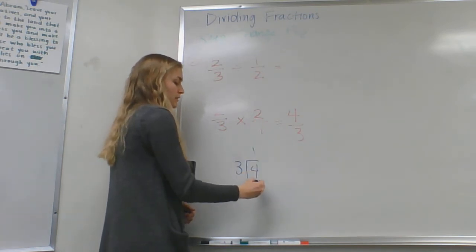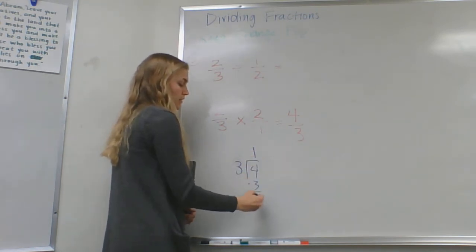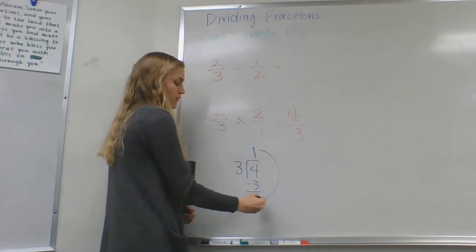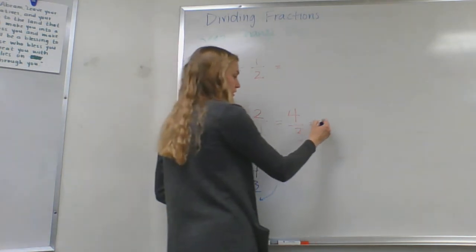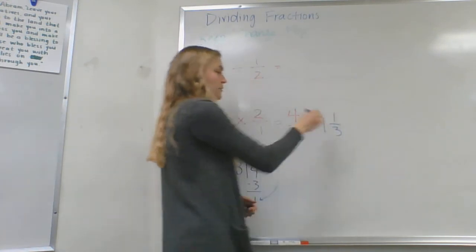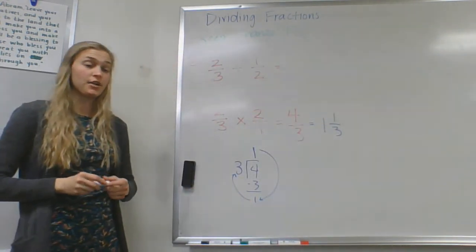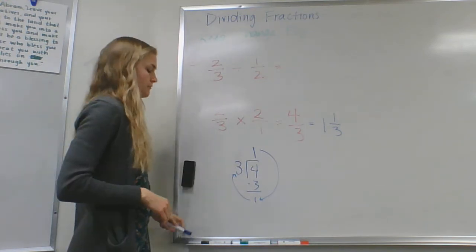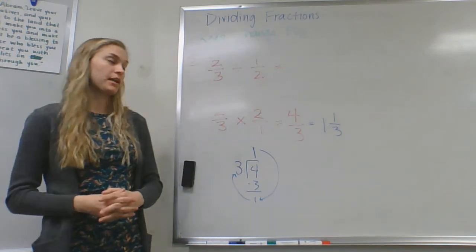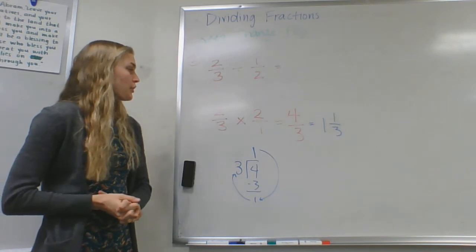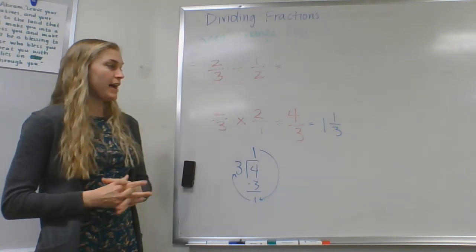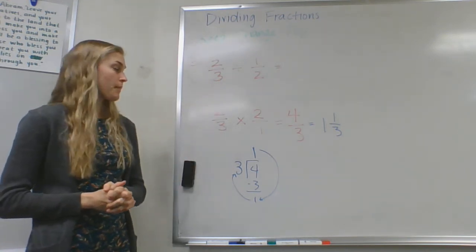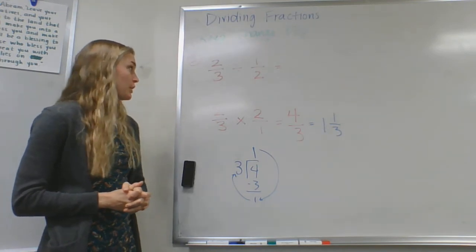3 goes into 4 once. And you'll get 1 and 1/3. To me, that seems easier to understand. Okay, I know what 1 1/3 means. 4/3, it's a little harder to picture in my mind. So 1 1/3 is what 2/3 divided by 1/2 would be. All right, we're going to do another example.